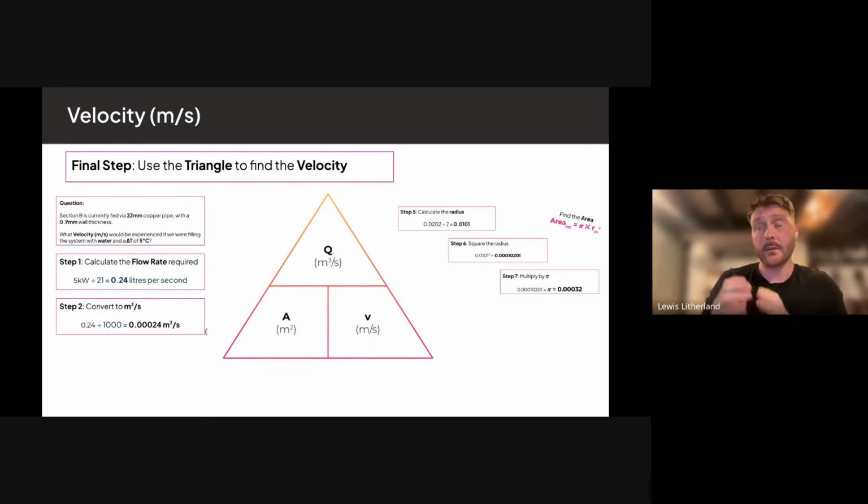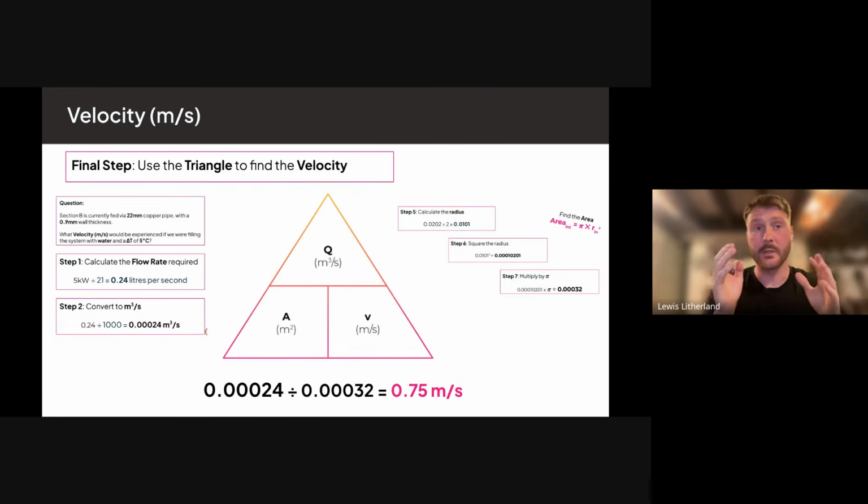The right-hand side of the screen is our area, okay? So again, we found our diameter, we then calculated our radius from that, we squared the radius, and then we multiplied it by pi, pi r squared, and that gives us 0.00032. So we've got the value for the bottom left, and we've got the value for the top. Again, I'm not going to bore everyone by going through what we do next and covering stuff up. It's literally going to be that divided by that, and that gives us 0.5 meters per second. Again, key thing, everything's in meters, so our answer comes out in meters per second there. So we've got 0.5 meters per second.